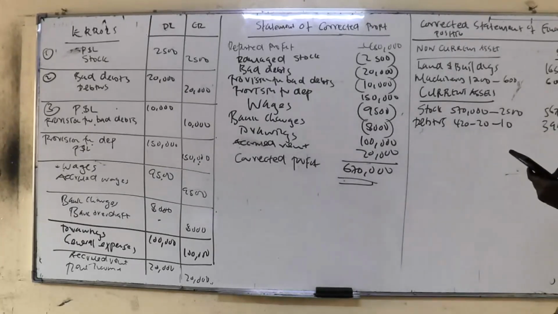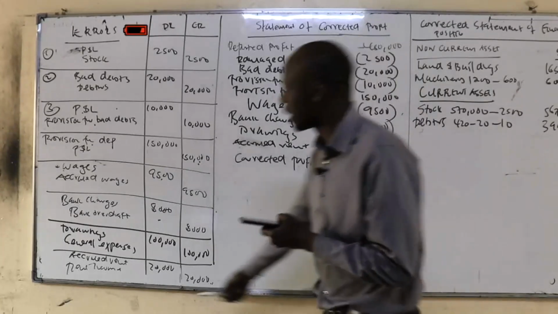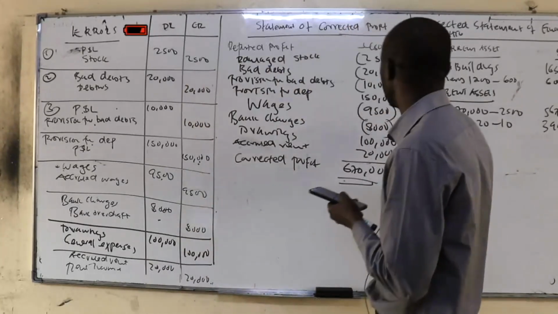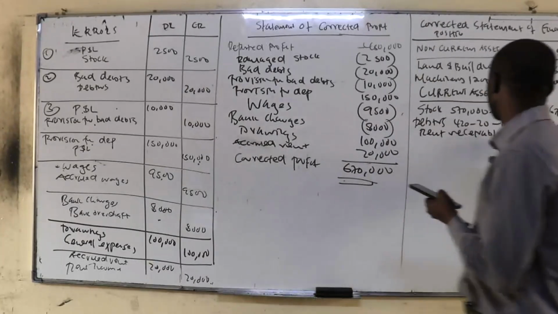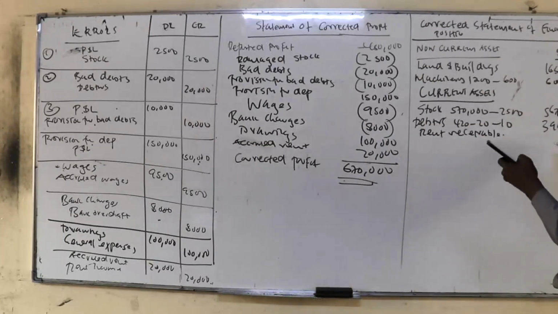And then we had the rent receivable. This one was not captured anywhere. Rent receivable is an asset. So we write here rent receivable. It was not paid. So that is how much? 20,000. So those are the only assets.